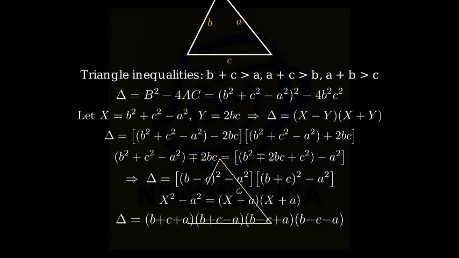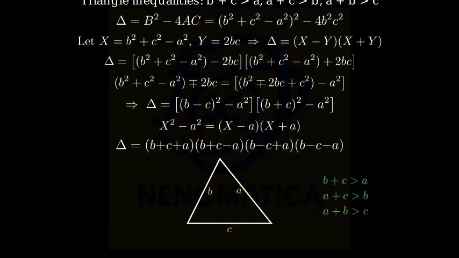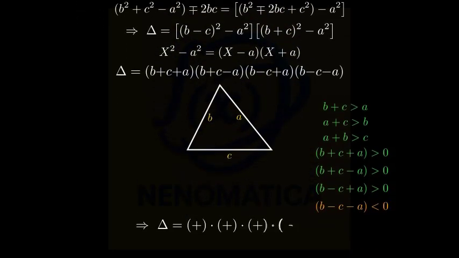Step 5. Use the triangle inequalities to sign each factor. We reintroduce the triangle diagram and list the true inequalities. The sum b plus c plus a is positive. The difference b plus c minus a is positive because b plus c is greater than a. The expression b minus c plus a is positive because a plus b is greater than c. The last factor b minus c minus a is negative because a plus c is greater than b. Therefore, the product is negative. So delta is less than 0.